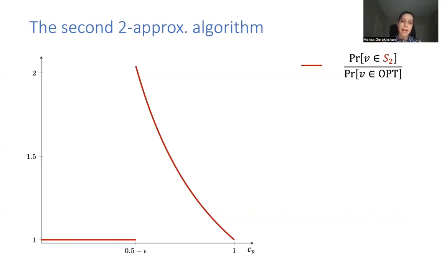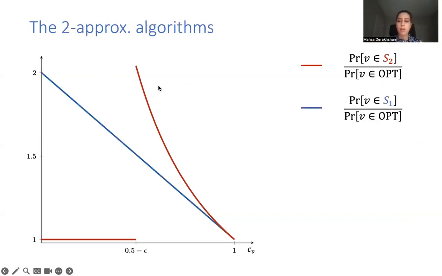Now, let's compare this algorithm with algorithm 1, okay? So now we are going to also plot the per vertex approximation ratio for algorithm 1. That would be the blue line, right? Because it was 2 minus CV for each vertex. Okay, now when we compare these, we see that the first algorithm has a very bad performance if a large portion of vertices have a small CVs, while the second algorithm has the opposite behavior, right? If a large portion of vertices have a small CVs, the second algorithm is better.